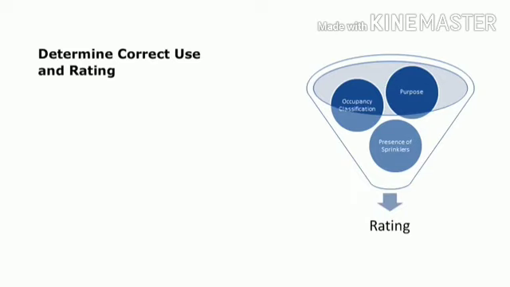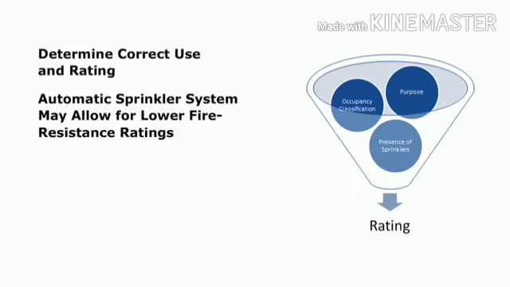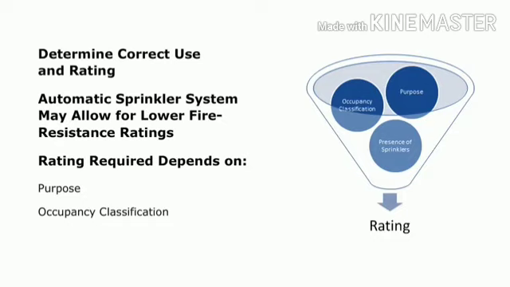Also keep in mind that for all three, the presence of an automatic sprinkler system may allow for lower fire resistance ratings. Therefore, the rating depends on the purpose of the fire barrier, horizontal assembly, or fire partition, the occupancy classification, and if the space or building has sprinklers. The sprinkler system must meet the current code requirements.